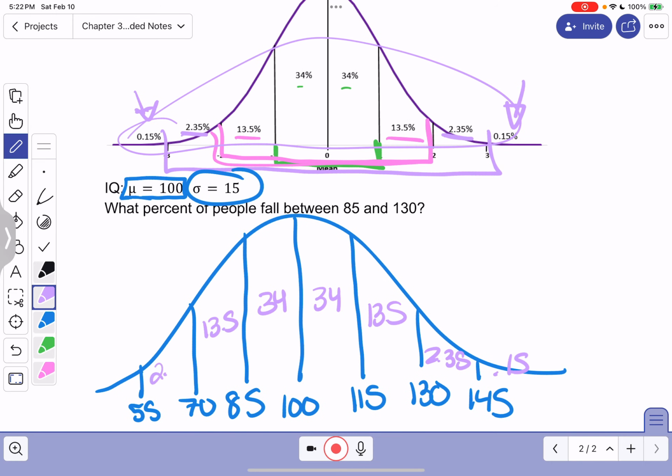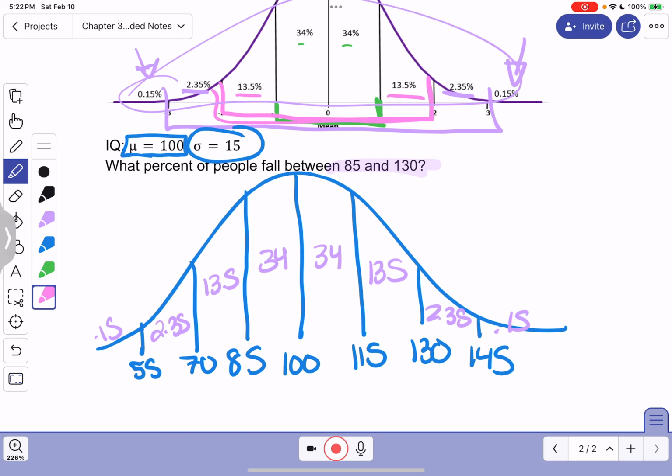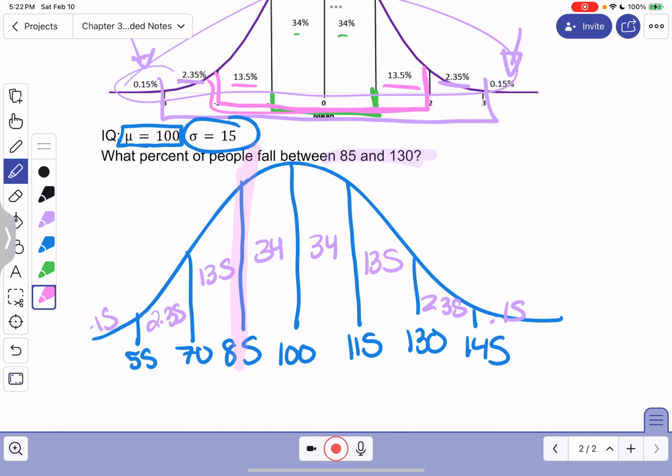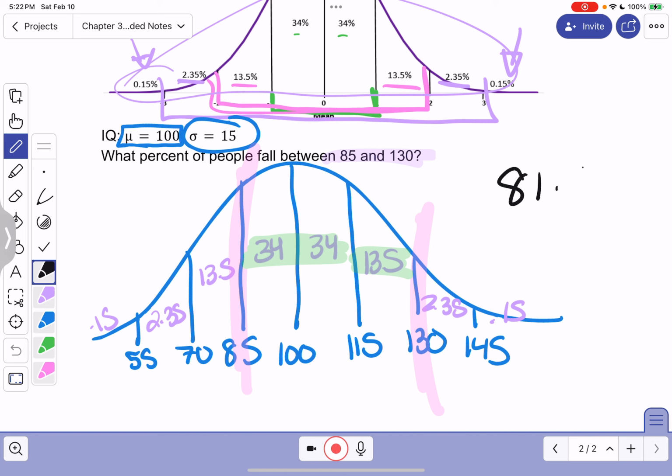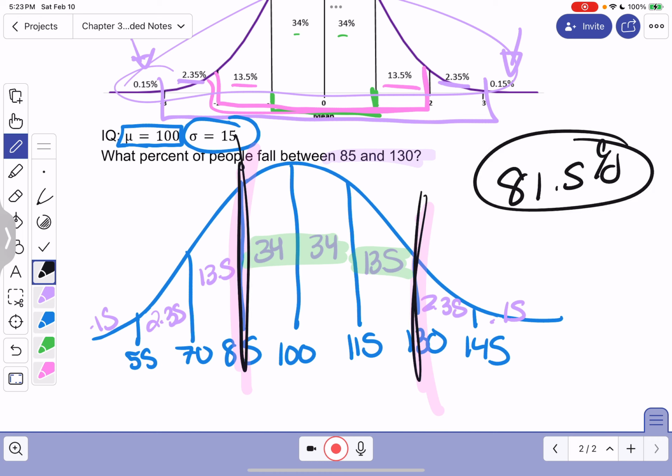And then if we're using this rule, we're saying, what percent of people fall between 85 and 130? Well, 85 is here, 130 is here, so we just add the percents. 34 and 34 is 68, and 13.5 is 81.5. So we're saying 81.5% of people fall within this range of IQs. That's how you work with the standard deviation.